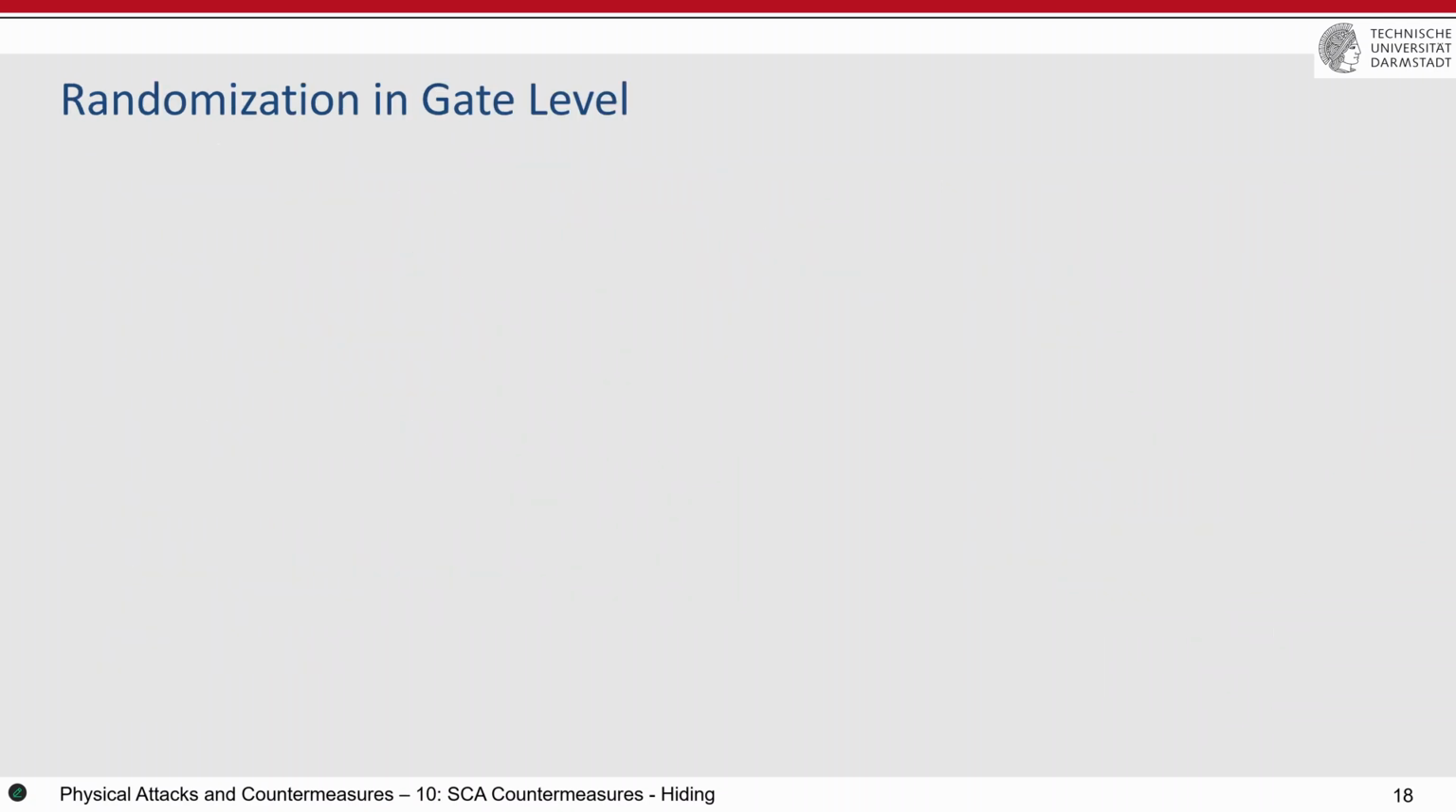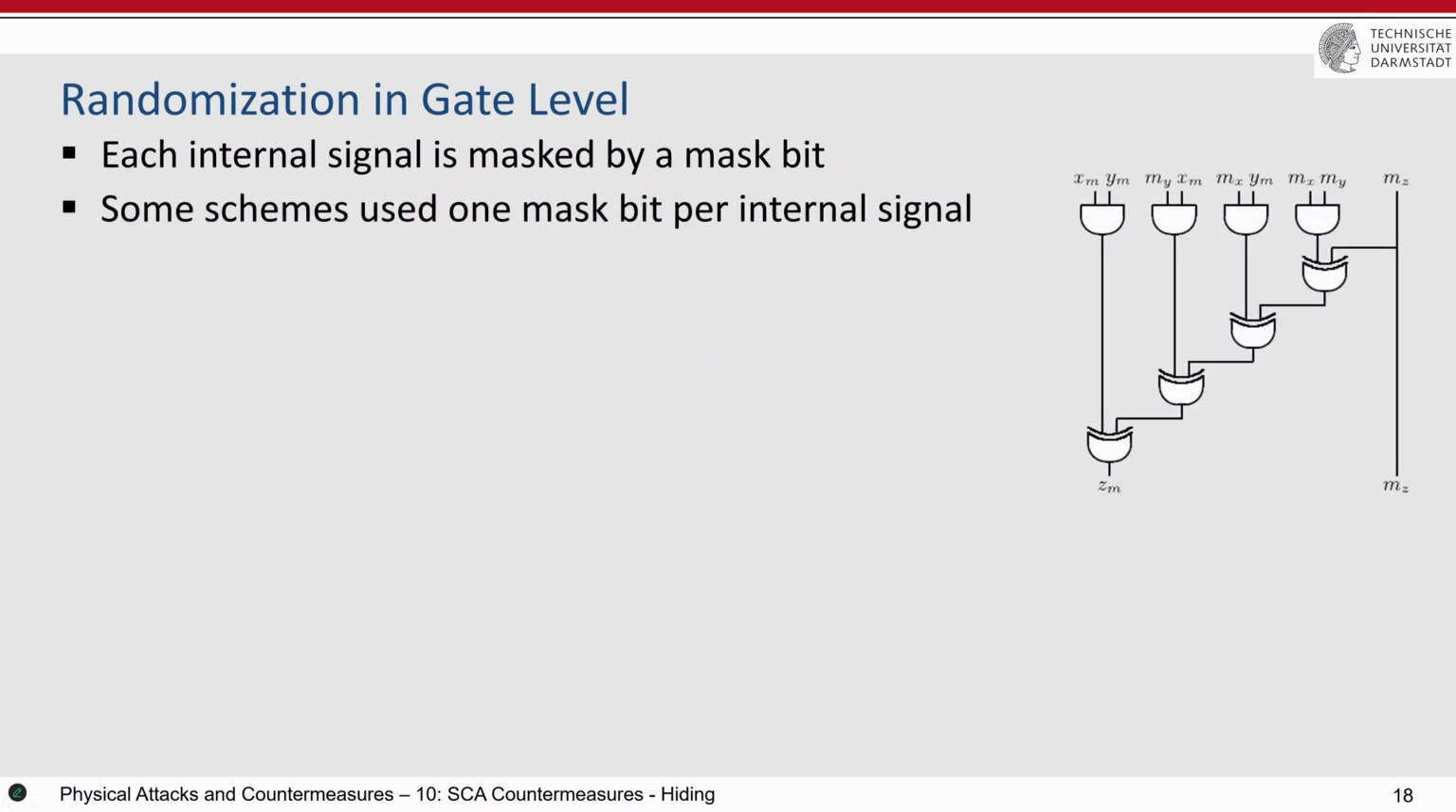Now, let's see something else in that area, which is a bit relevant to masking, but we are not dealing with masking completely in this session. It's called randomization in the gate level. Means that each internal signal is masked by a mask bit. What is the mask bit? It means that if you want to represent x, you represent it with xm and m of x in a way that xm XORed with m of x gives you the x.